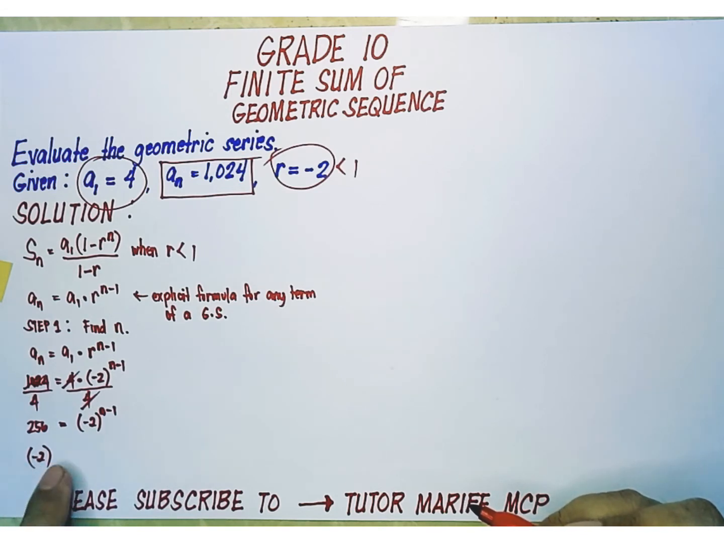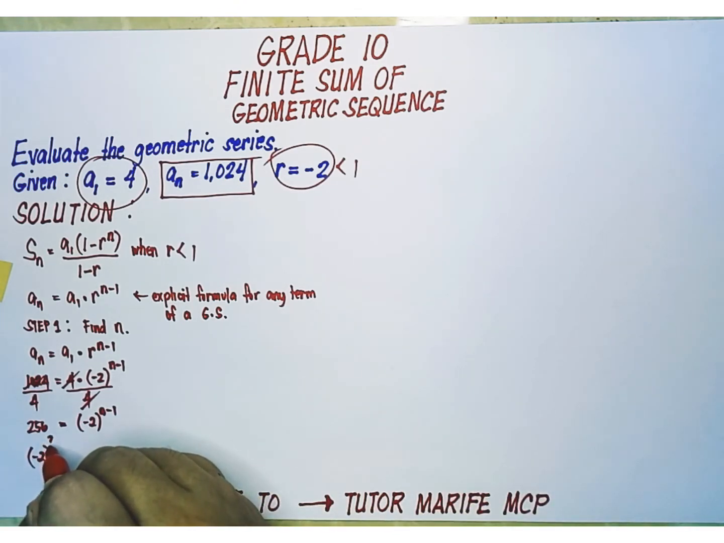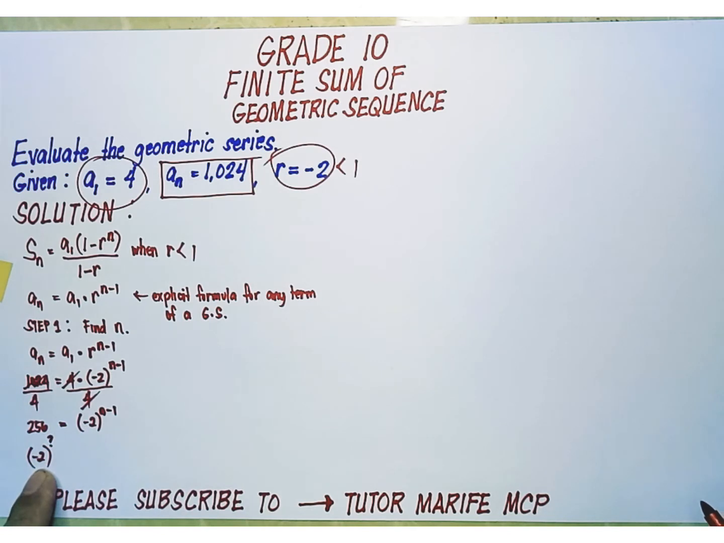If we use negative 2 as a factor multiple times, ilang beses yon to arrive at a product of 256? So, ano yung magiging exponent niya dito? Negative 2 raised to, your exponent must be an even number. Kasi, if you raise negative to an even power, the result would be positive. Kasi 256 ang gusto mong i-rewrite.